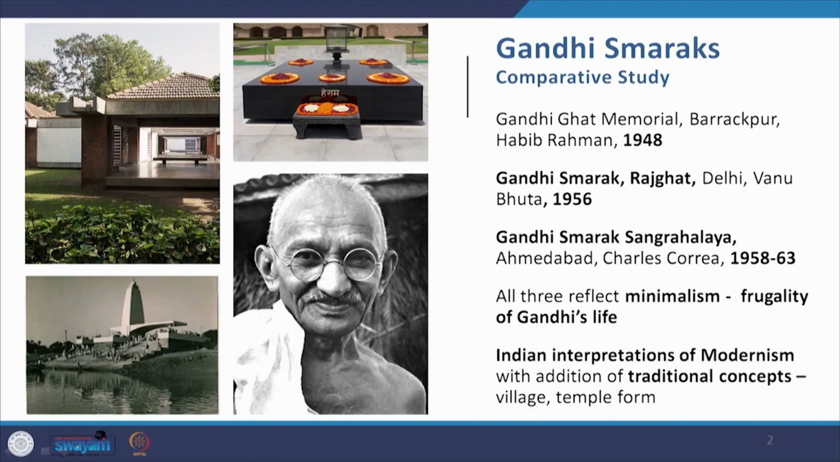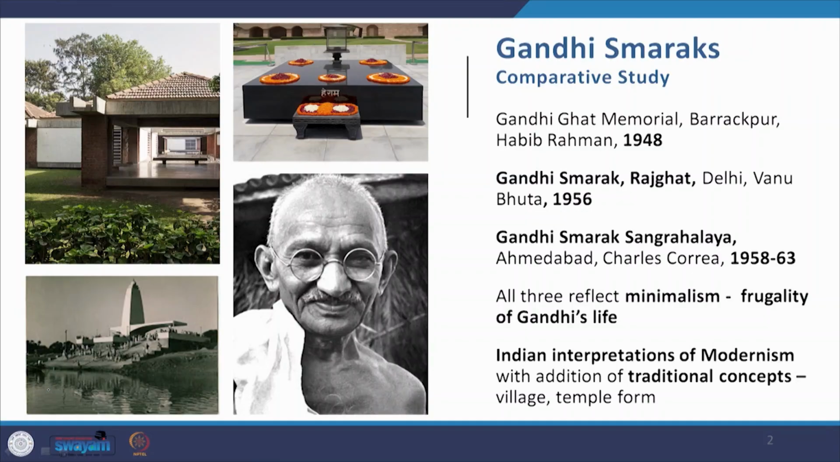So, we had already seen last time the important example of the comparative study of three Gandhi Smaraks, one made by Habib Rahman in Barakpur, the other in Delhi by Vanu Bhuta, and the third was the Gandhi Smarak Sangrahalaya by Charles Correa in Ahmedabad. All three reflected the minimalism, that is the Western modernist ideology, but it was so similar to the frugal lifestyle that Gandhiji followed.